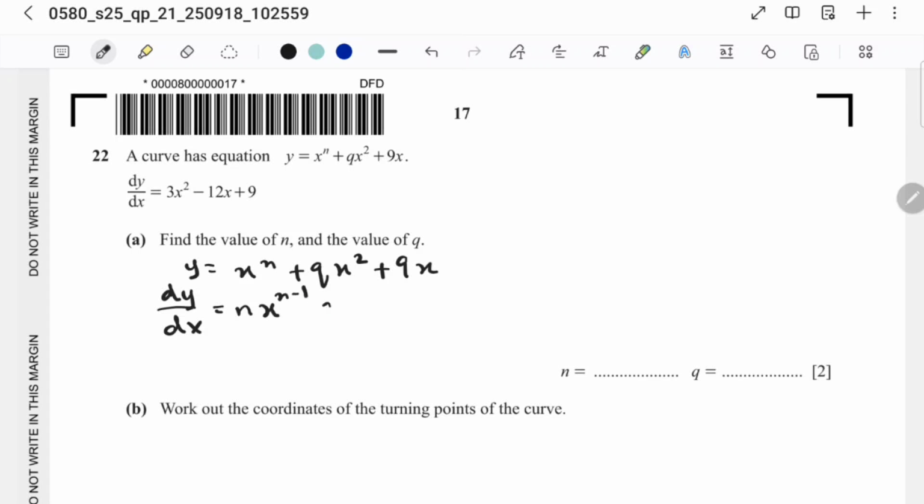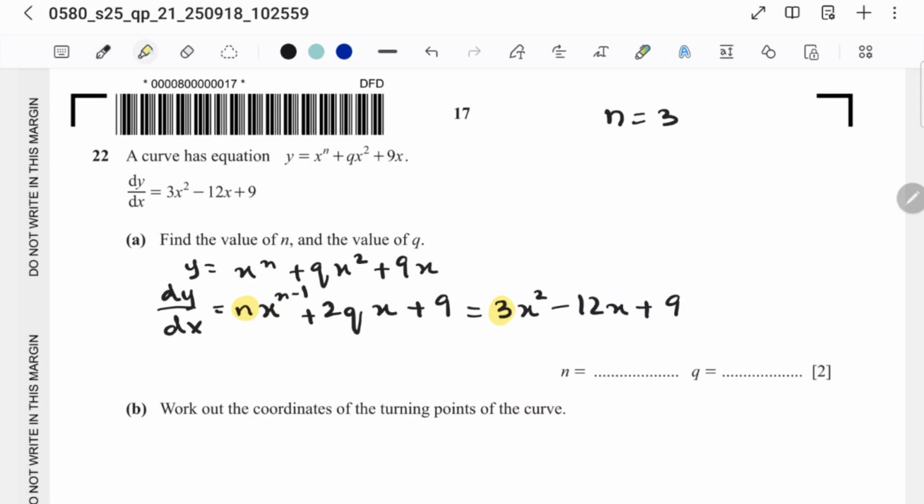If we differentiate it, it will become nx^(n-1) and 2qx and then plus 9. You know how to differentiate. And we are going to make them equal with 3x squared minus 12x plus 9, because it's also the differentiated form. Compare the coefficient: n is equal to 3.